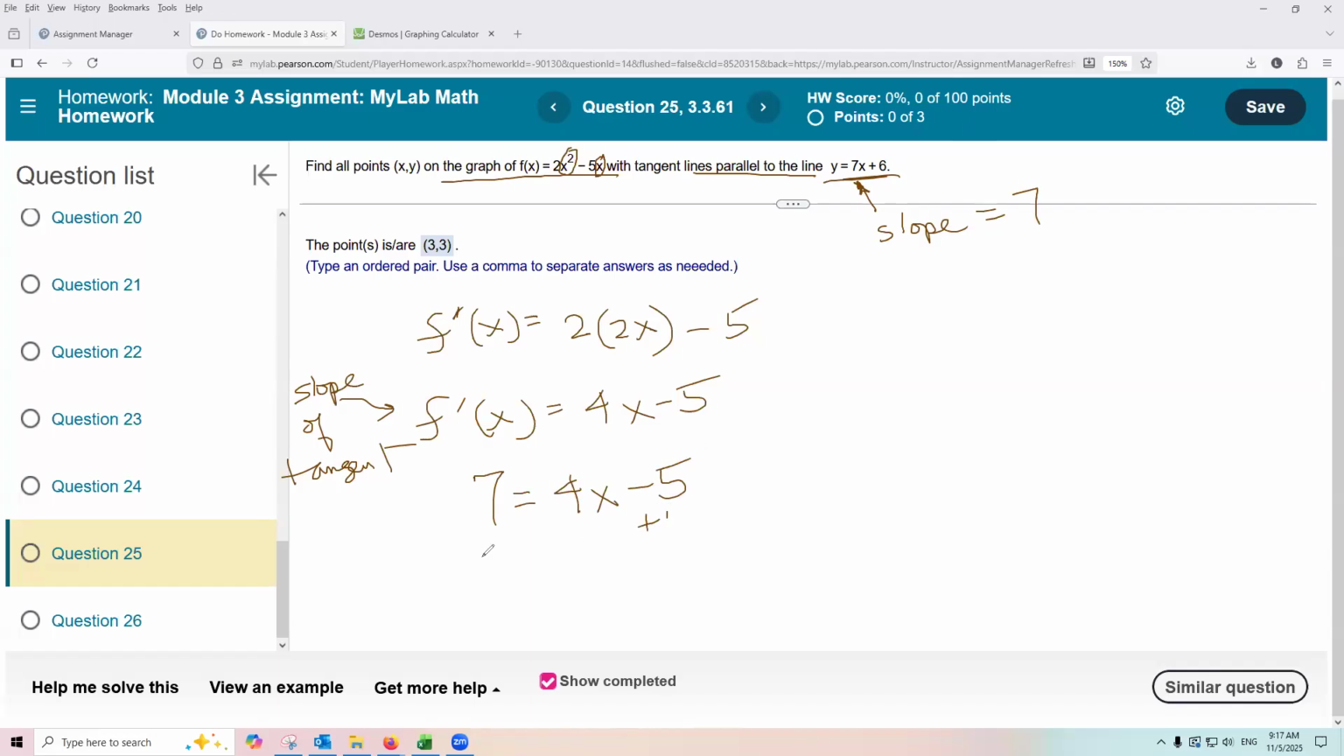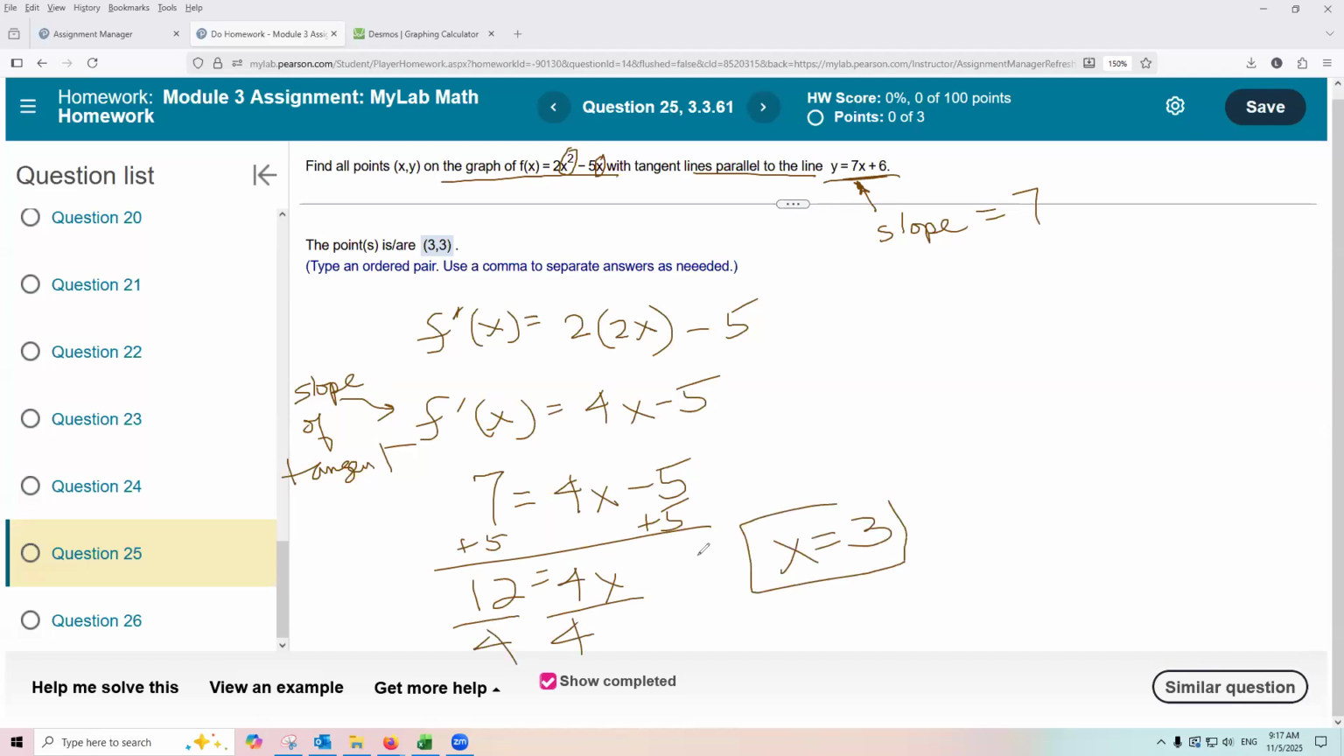So let me add 5 to both sides of this equation. 12 equals 4x. So divide both sides by 4. It looks like x equals 3. That's the x value, but they want an ordered pair, so they want the y value.